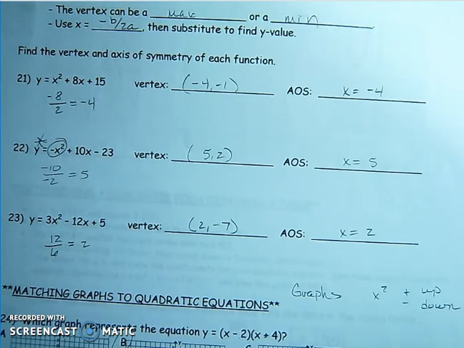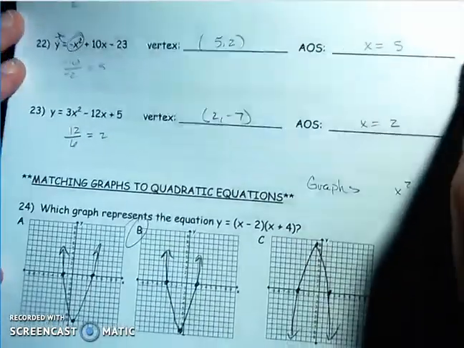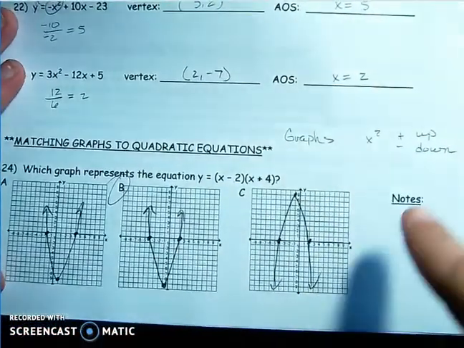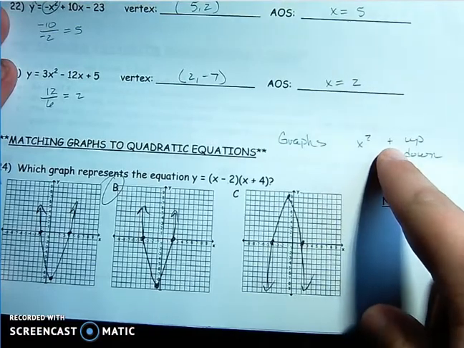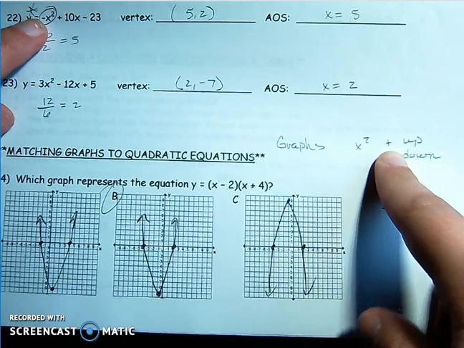Next, I want you to be able to graph a quadratic equation and be able to match the graphs to those equations. Remember, graphs of x squared, if it's positive x squared, it goes up. If it's a negative x squared, it goes down.